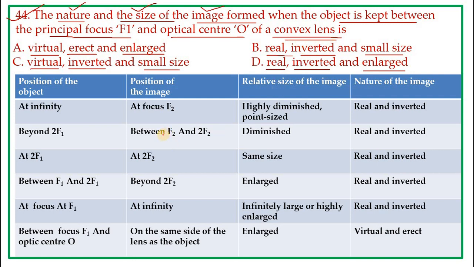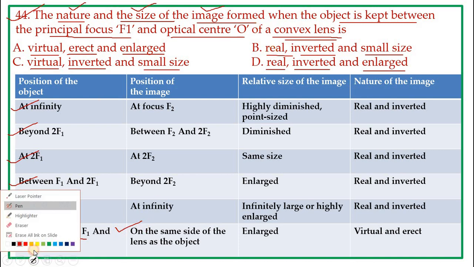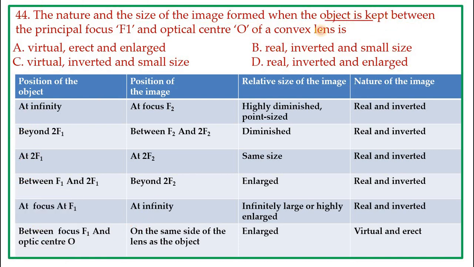See, for convex lens you have 6 options. When we keep the object at infinity, beyond 2F1, at 2F1, between F1 and 2F1, at focus F1, and the last one is between focus F1 and optic center O. So this is what they have given here. See, when the object is kept between principal focus F1 and optical center O, we get an enlarged, virtual and erect image. Where is this option? That is option A, virtual, erect and enlarged.